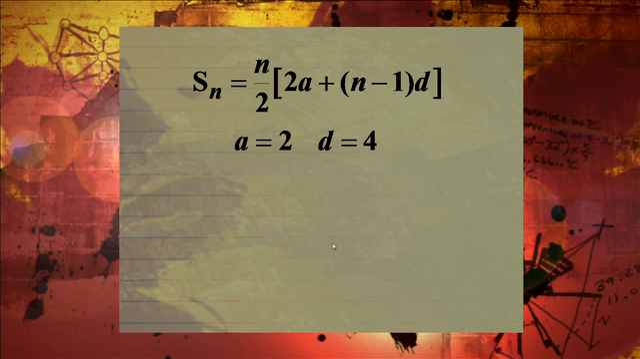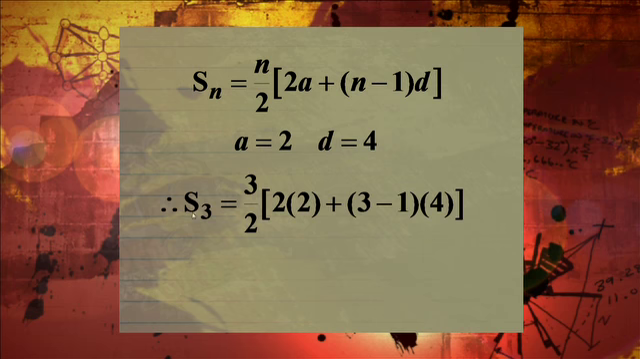The a is 2. That's the first term. Your constant difference d is 4. Remember, you were adding 4 all the time. And we want to add up 3 terms, the sum of the first 3. So the n is 3. 3 over 2, the n is 3. 2 times the a plus n minus 1, the 3 minus 1 times the d.